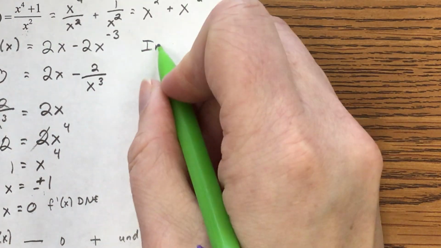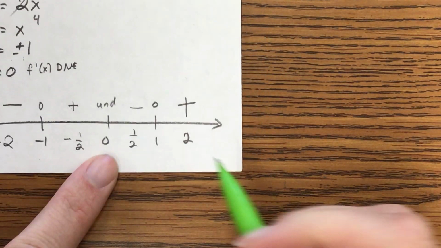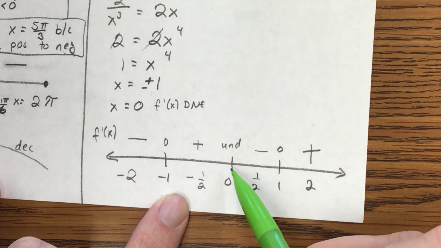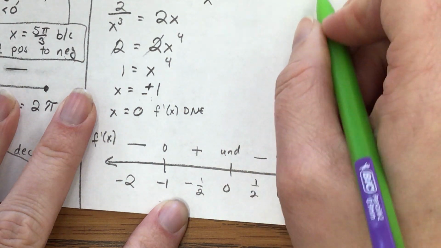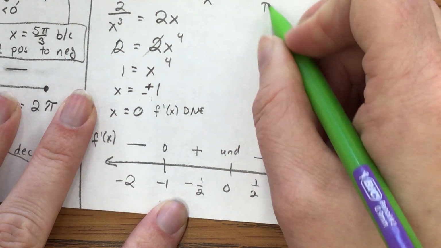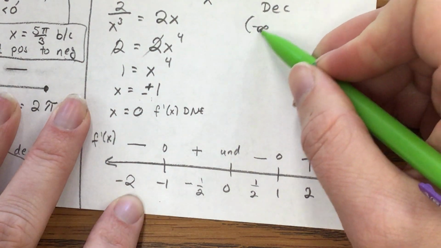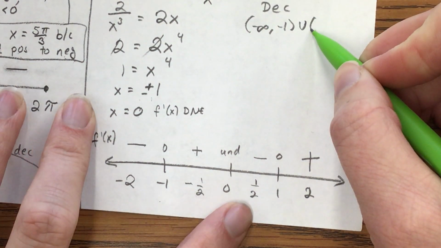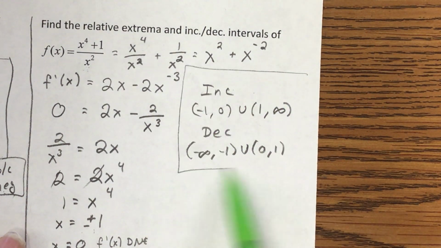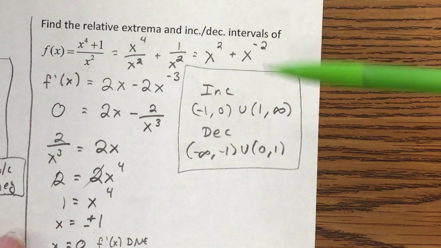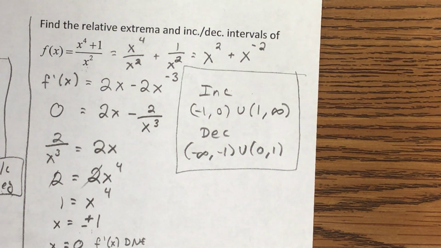Okay, let's do increasing and decreasing. Increasing from -1 to 0 and from 1 to infinity. Decreasing from -infinity to -1 and 0 to 1. Technically, there's some spots where you should be using brackets, but the AP exam kind of lets that slide and you just get to use parentheses.